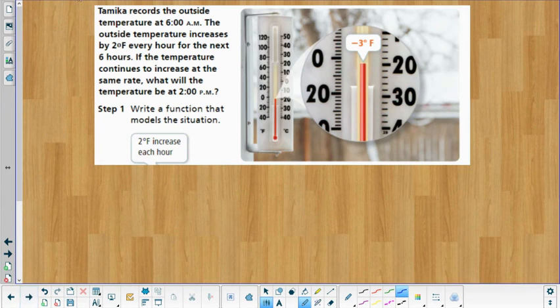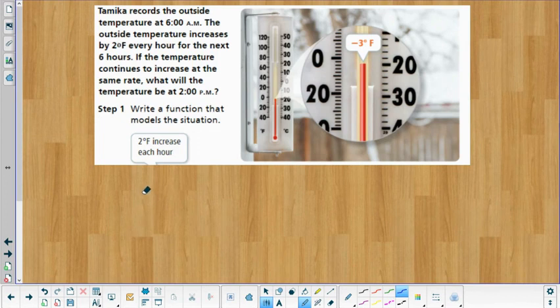Okay, all right, sometimes you're presented with word problems, and we are going to do some more word problems in tomorrow's class, but I want to show you one of them. Okay, so this one says Tamika records the outside temperature at 6 a.m. And we see the recording here is -3 degrees Fahrenheit. The outside temperature increases by 2 degrees Fahrenheit every hour for the next 6 hours. If the temperature continues to increase at the same rate, what will the temperature be at 2 p.m.?